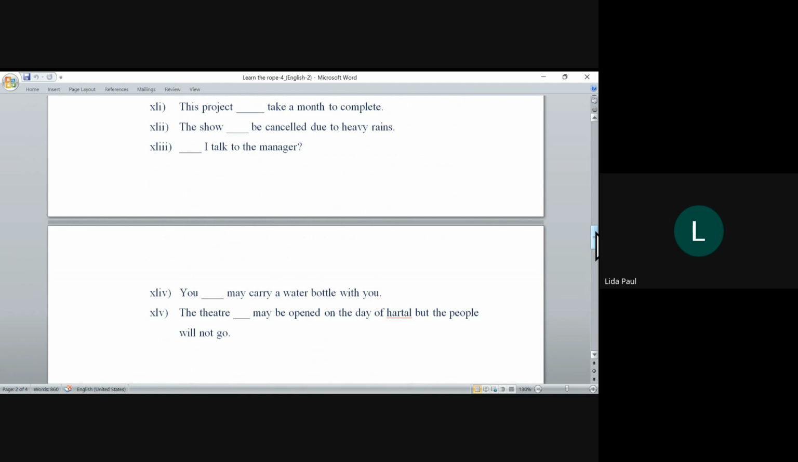What's the most formal form of seeking permission? May. May I? May I is the most formal form of seeking permission. So, may I talk to the manager?